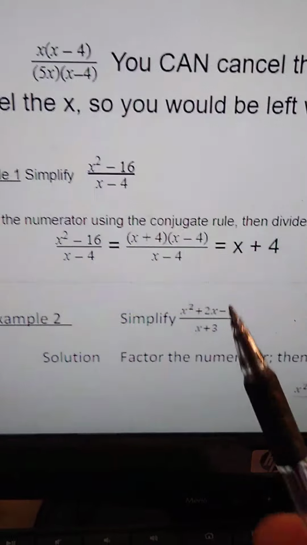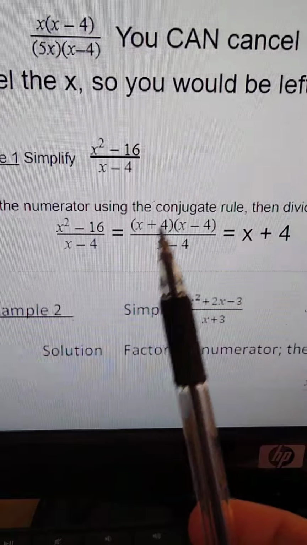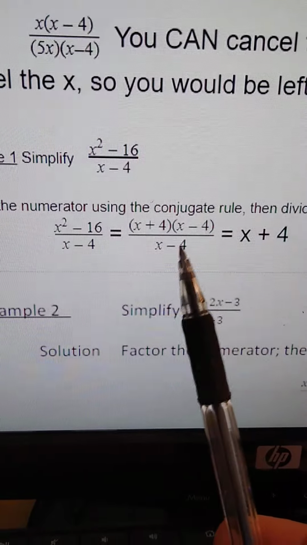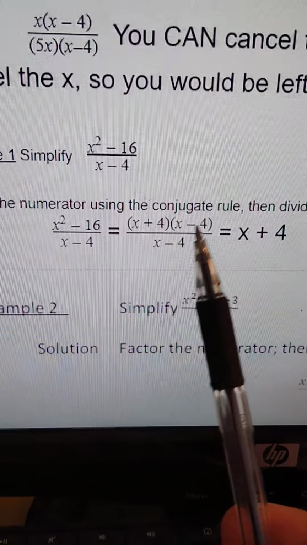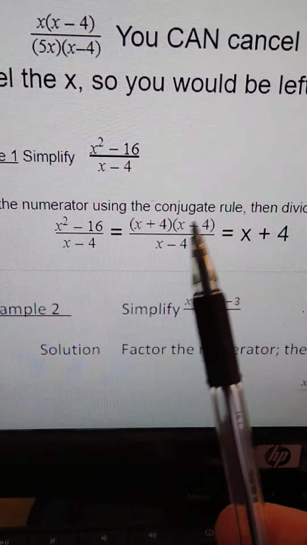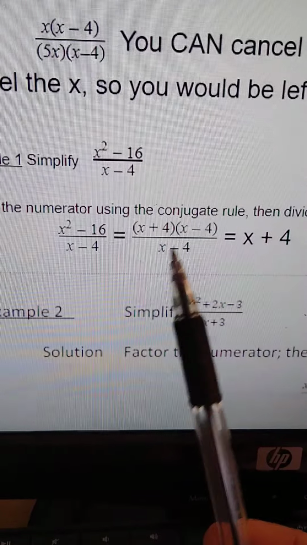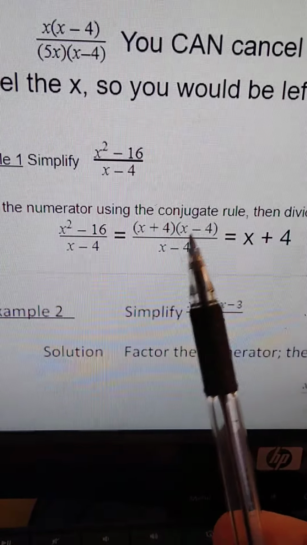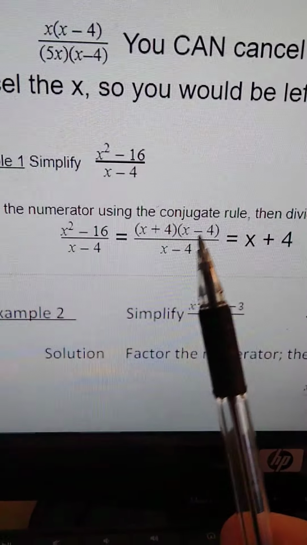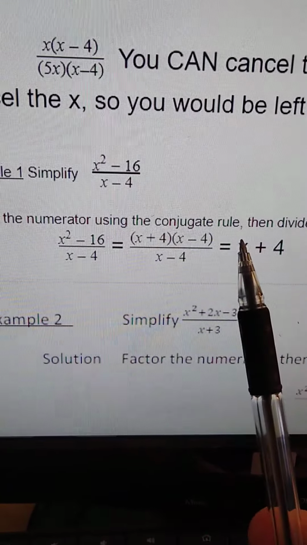If I factor this numerator using the conjugate rule, x squared minus 16 becomes x plus 4, x minus 4. These x minus 4s are factors. They can cancel out this quantity of x minus 4 and this quantity. Because if you have something divided by itself, it's just 1. So because they're the same on top and bottom, I can cancel x minus 4 with x minus 4, which leaves me just x plus 4.